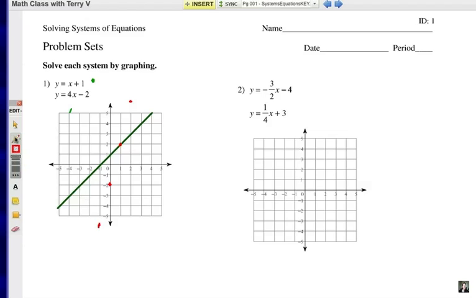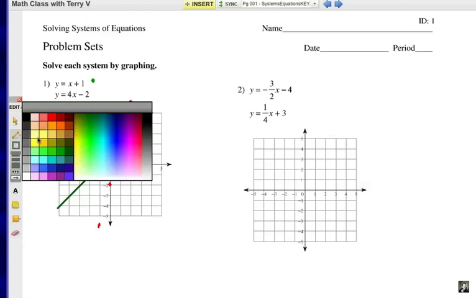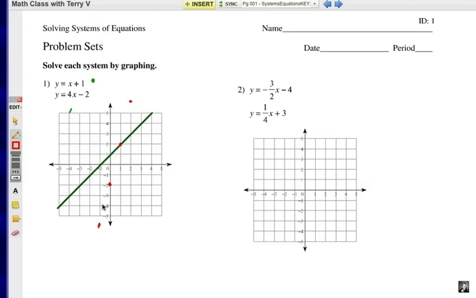And let's go ahead and draw our line. So the line would look similar to this right here. Alright, so the solution is right here. And what we think it looks like is (1, 2).